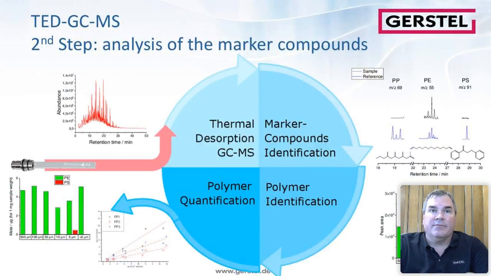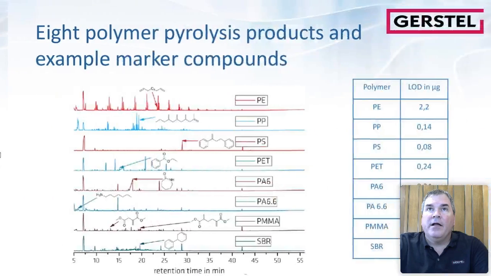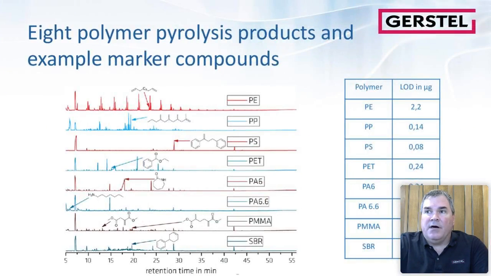And then again, my apologies for the final step, we're going to quantitate off that, take that information and quantitate these peaks. So this is an example of 8 different kinds of polymers run this way to give you an idea of what we're looking for. Polyethylene's on the top. That's one of the marker compounds for PE. Polypropylene gives you this kind of chromatographic pattern.